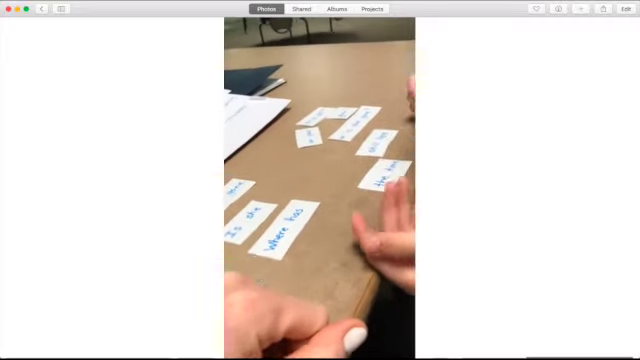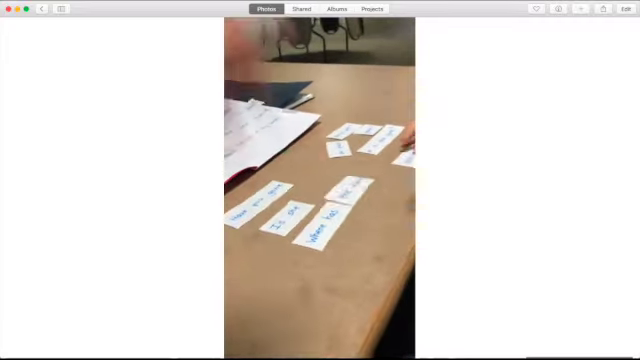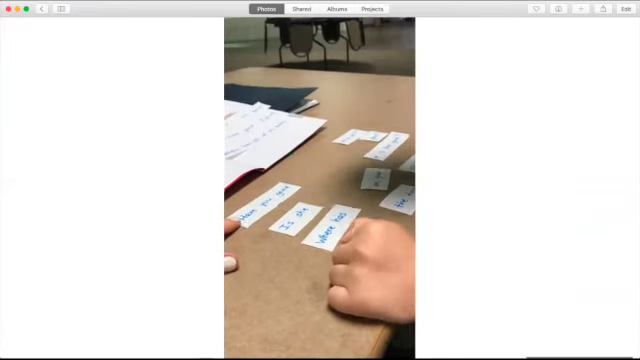Okay, so now all you need to do is figure out the middle parts. Okay? So, and the ending that goes with it.